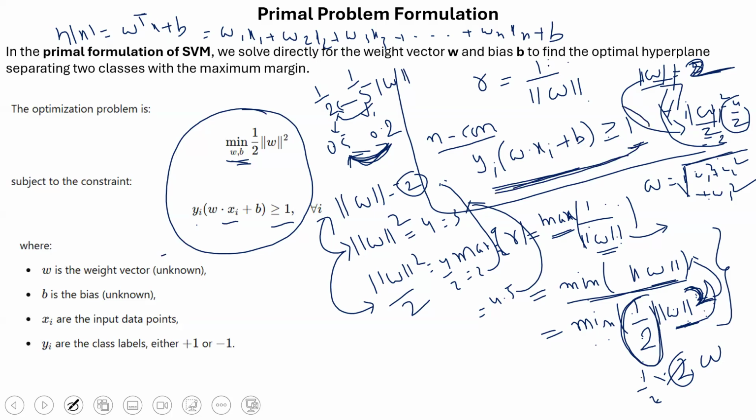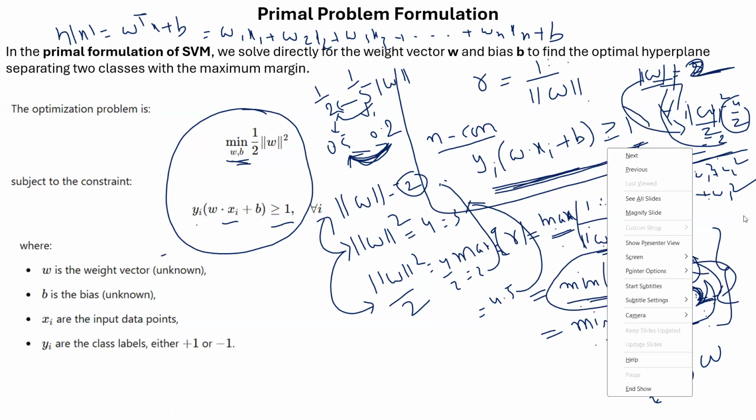Now we converted the maximization problem to a minimization problem. So maximizing 1 by W is equal to minimizing W. Now for mathematical convenience, we changed that minimization of W problem to minimization of 1 by 2 into W square. These two are proportional to each other. Minimizing W and minimizing W square will also be proportional. So that is what the primal formulation for SVM basically means.